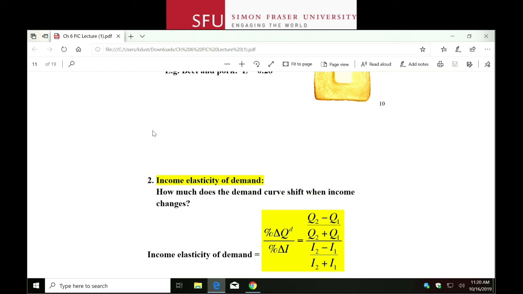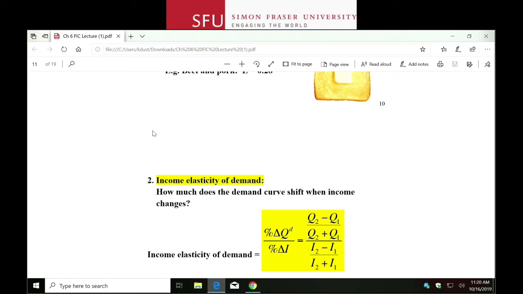And again, we don't have absolute value signs because we do want to know what direction the change goes. Because when your income goes up or down, your demand can shift right or left depending on whether it's a normal good or an inferior good. So whether you get a negative or positive result will tell us if the good is a normal good or an inferior good.